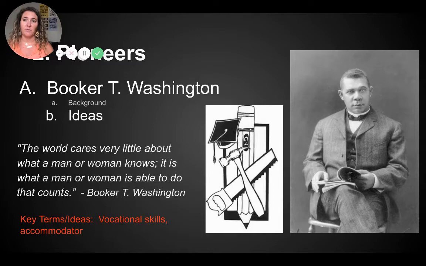Here's a quote from him. "The world cares very little about what a man or woman knows. It is what a man or woman is able to do that counts." So again, thinking about those vocational skills or job skills that he argued was the best way for African Americans to move up in society.